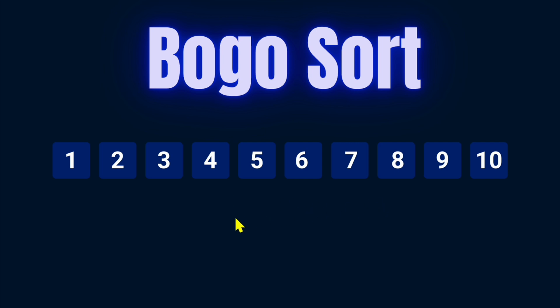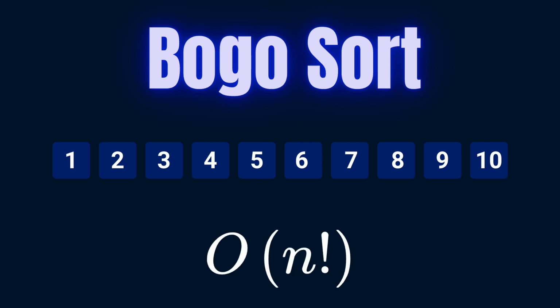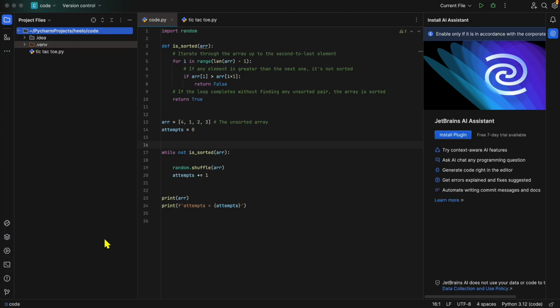And bogo sort has a big O function of big O of n factorial, which is really super inefficient. So please do not use bogo sort, but we're going to move on to some pretty cool sorting algorithms later in the video. In Python I've actually written code to do the bogo sort algorithm.